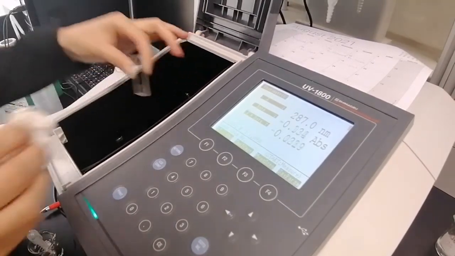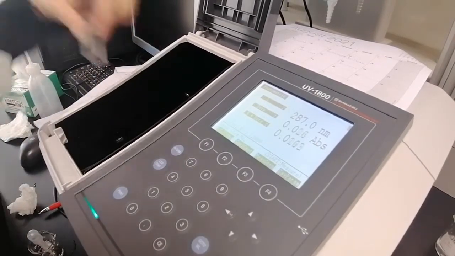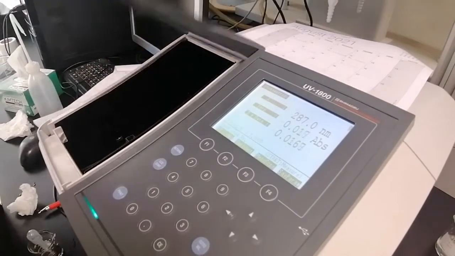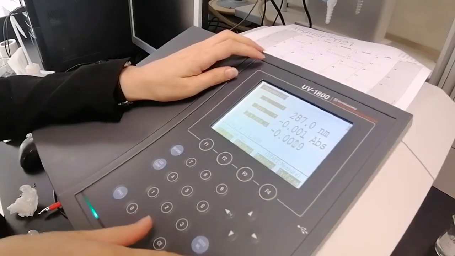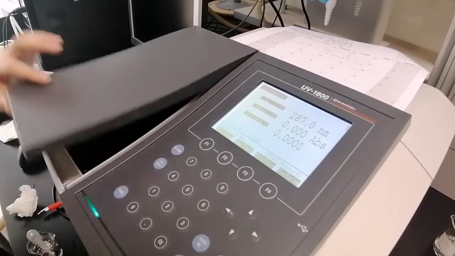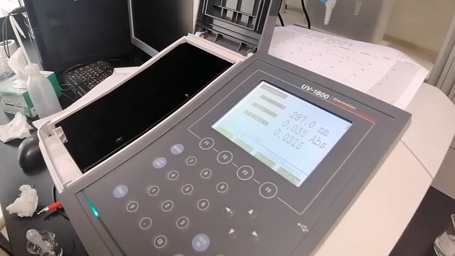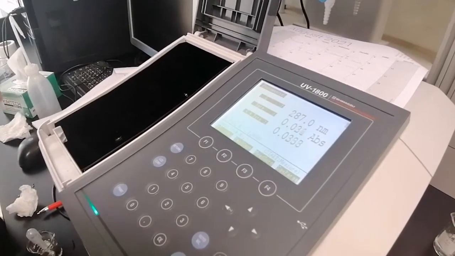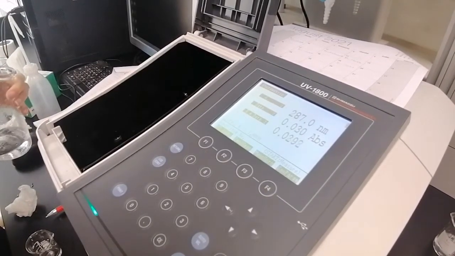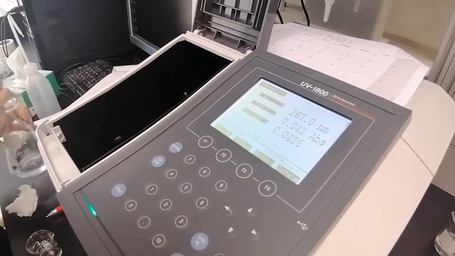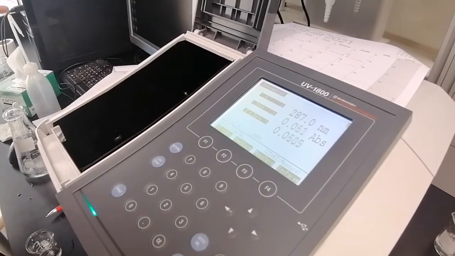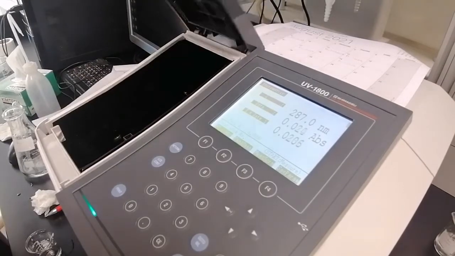Now this is buffer 3. The same lambda, 287 nanometer, and then it will be auto zero. Okay, now we are ready to measure the absorbance of the mefenamic acid in different solution buffers. We will use different droppers for each solution to prevent any contamination. So every solution will have a different dropper from the other solutions.